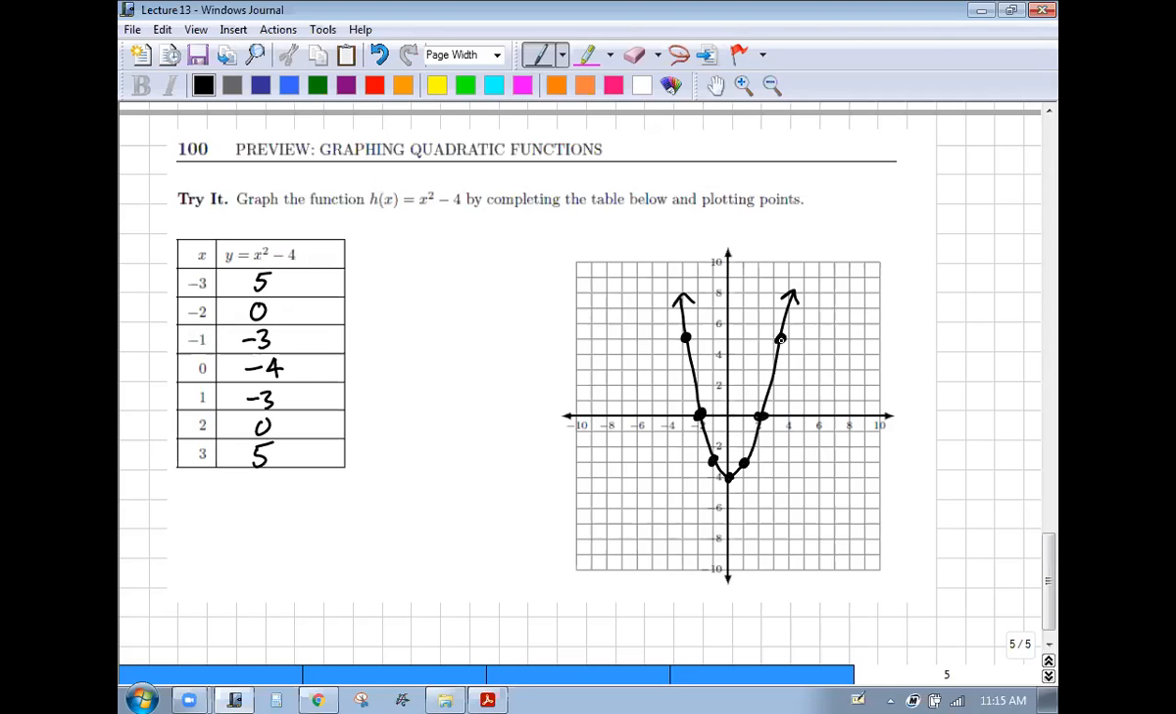All right, so by doing the plug and play, we can see it's exactly what we thought it was going to be. It's going to look exactly like x squared, but moved down by 4 units because that's what we did. Okay.